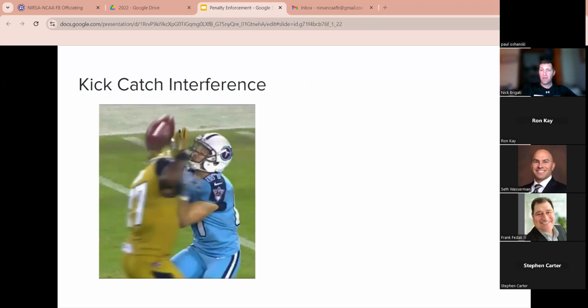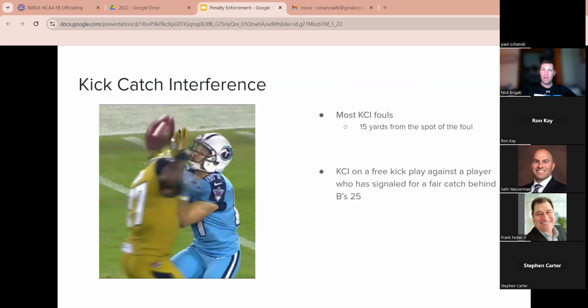Okay, so let's talk about KCI. For most kick catch interference fouls, we're talking 15 yards from the spot of the foul. But if we have kick catch interference on a free kick play against a player who's signaled for a fair catch behind the 25, we're going to the 25 and then enforcing the penalty. Similarly, if we had kick catch interference in the end zone, we'd award a touchback and then penalize 15 yards. So that could be the 25 on a free kick or the 20 on not a free kick. But those are things that are different from just the simple 15 from the spot of the foul.